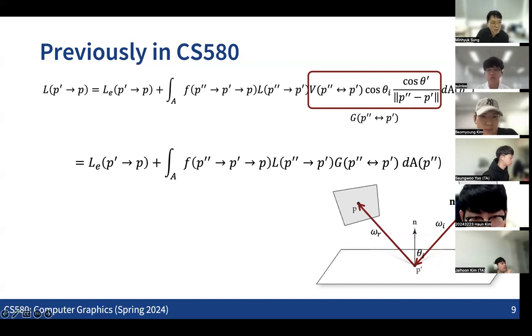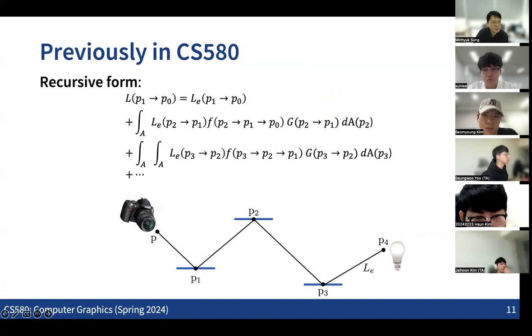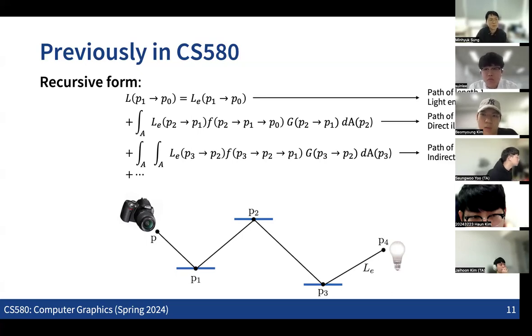If we rewrite the recursive form by substituting the light source parts with the calculation coming from the next bounce of the trajectory, the recursive form can be rewritten this way. We accumulate the path of length one, which is the case where we just have the direct emission of the light. The path of length 2 is the case where we have direct illumination. The path of length 3 is the case where we have indirect illumination, and so on. We add up all of these.